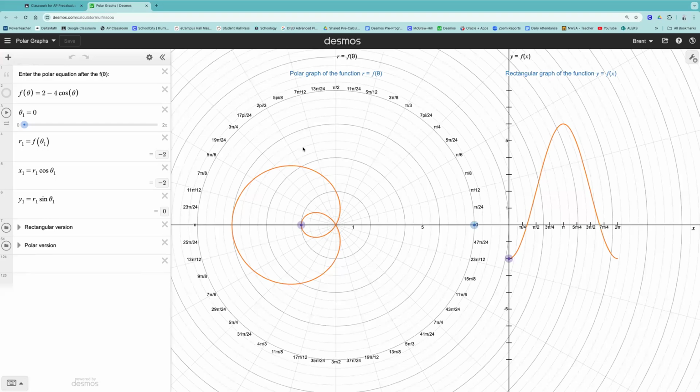Hopefully that was enough time for everybody to get to this graph. Again, it was Google Classroom, 3-14 is the folder. You look for Polar Graphs Desmos, you click it, it opens up this. Let me explain what you're looking at.